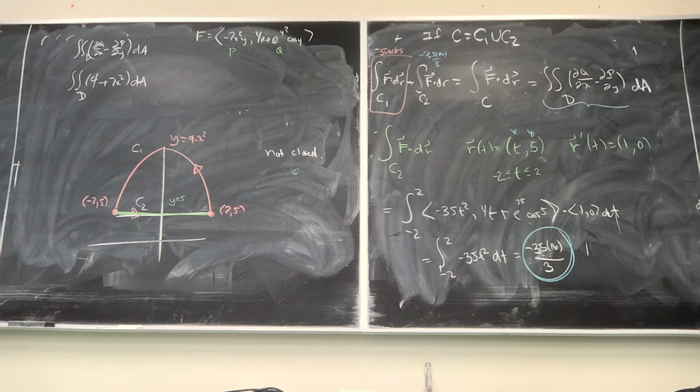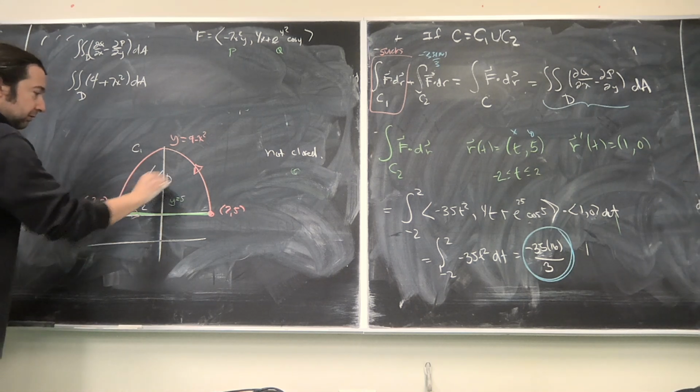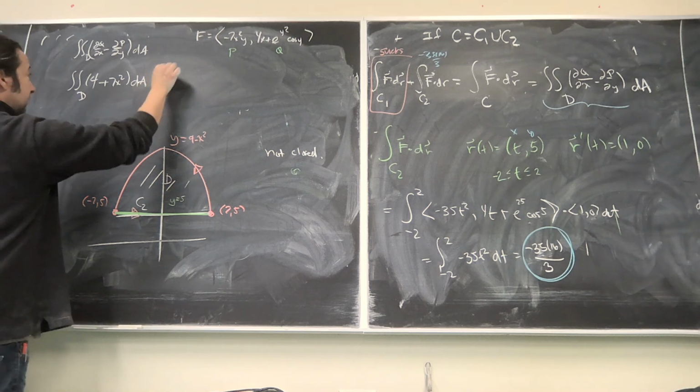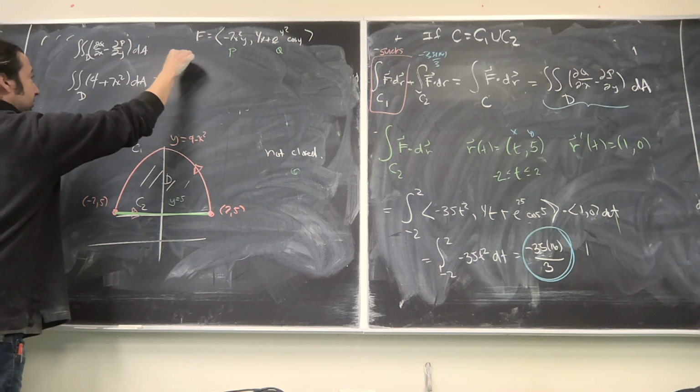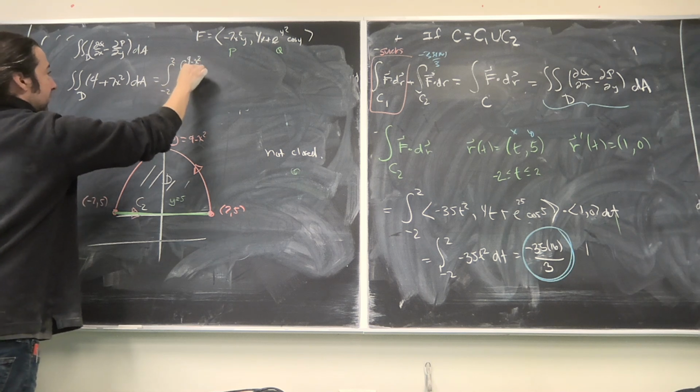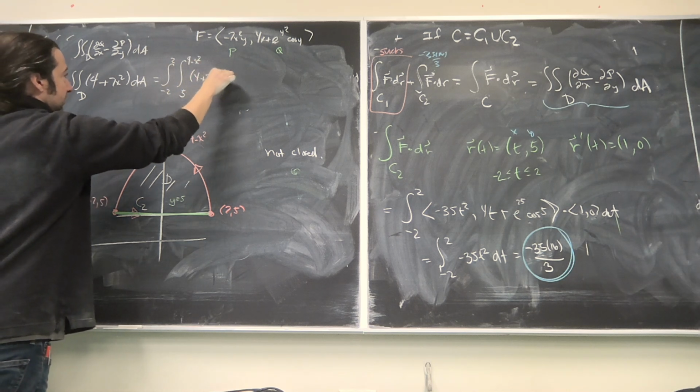Can we think of, the next question is, okay, I've reduced this to an easy integral of a polynomial over some sort of region D. This is the region D that we're integrating over now. That looks like one of those simple regions where it's bounded by functions. So I could write this as the integral from minus 2 to 2 of the integral from 5 to 9 minus x squared of 4 plus 7x squared dA.